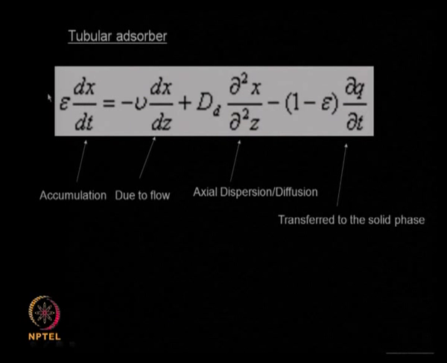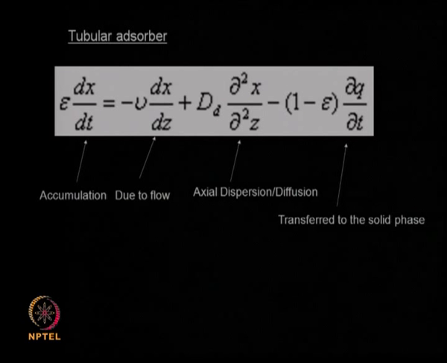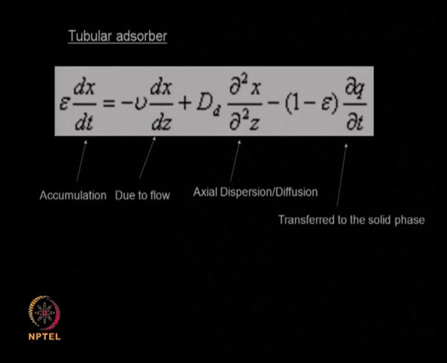And all these are equated, and on the left hand side we have the accumulation. So, please recall your stirred tank system and a tubular system. In a stirred tank system, we had accumulation equal to material entering minus material leaving minus material, or the solute, transferred from the liquid phase to the solid phase. So, here we are having accumulation on the left hand side, and then movement of the solute because of the flow, and movement because of diffusion, and the transfer of the solute from the liquid to the solid phase.